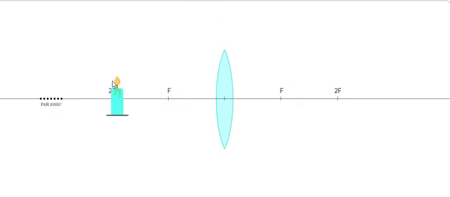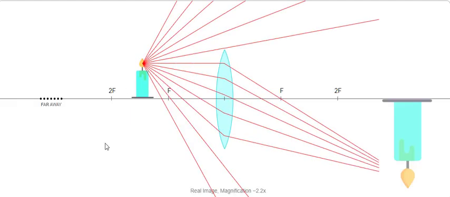So I will place the object now between 2F and F, anywhere between 2F and F. As you can see, the image has gone further down. It has increased in size. So again, it's a real image because it is formed on the other side of the lens. Magnification is minus 2.2x. That means the image now is bigger than the object, 2.2. Negative, inverted image. So real inverted image which is larger than the object, and it is formed beyond 2F.